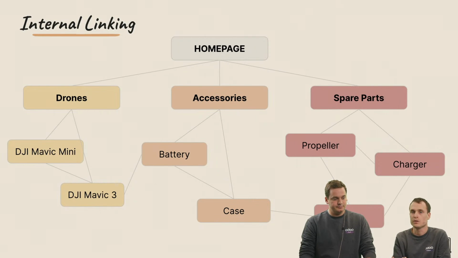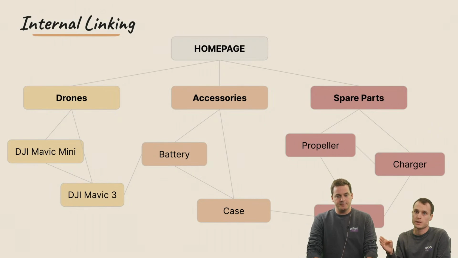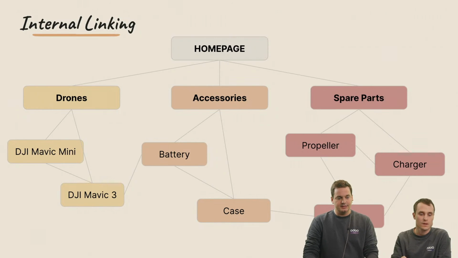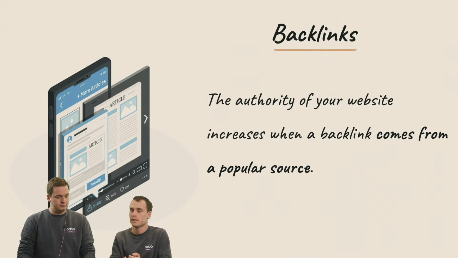So in the case of drones, for example, we may have a home page with different categories, so drones, accessories, spare parts, and then subdivided into the product levels. Yeah, exactly. Okay, so you also mentioned the backlink, so what is it?